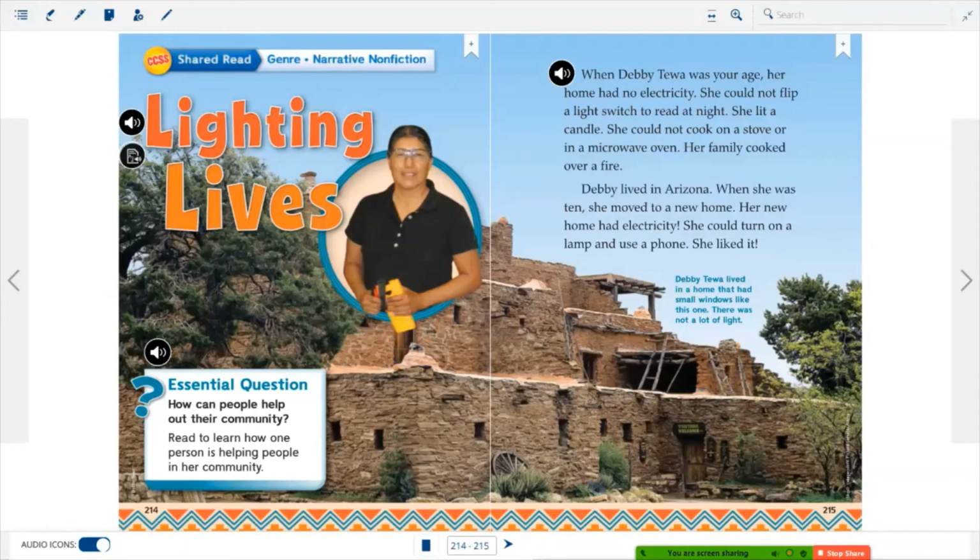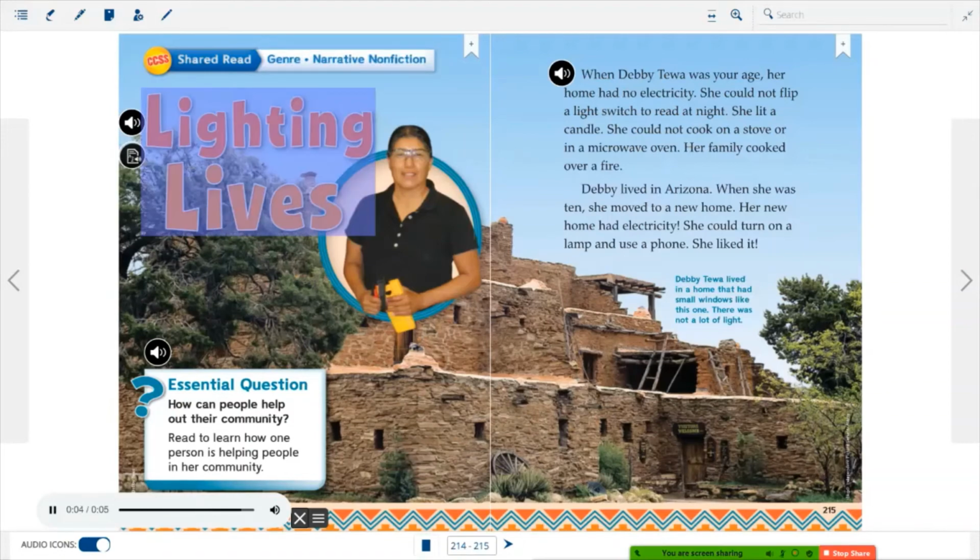All right, let's get into our reading and writing workshop, and we're going to read the story Lighting Lives. Genre: narrative nonfiction. Lighting Lives.